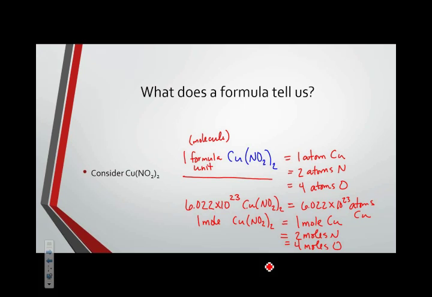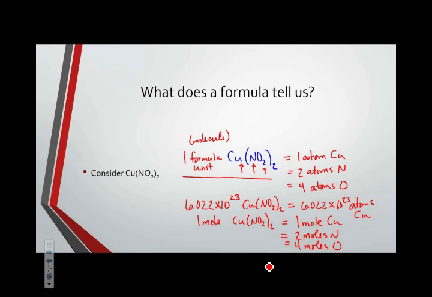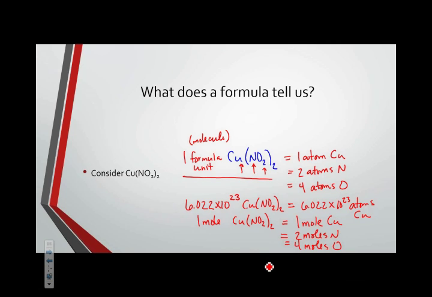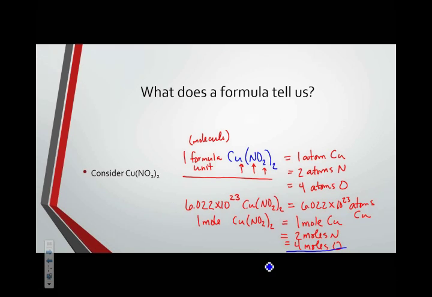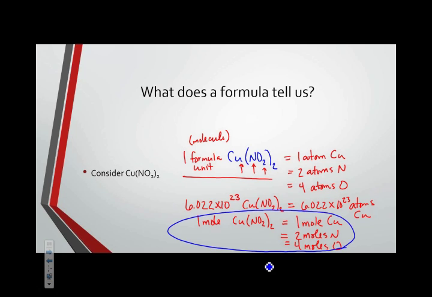So all I'm doing here is taking my formula and noting I've got 1 copper and 2 nitrogens and 4 oxygens. Each of these that I've just drawn down here, this relationship, this set of relationships, each of these is a conversion.